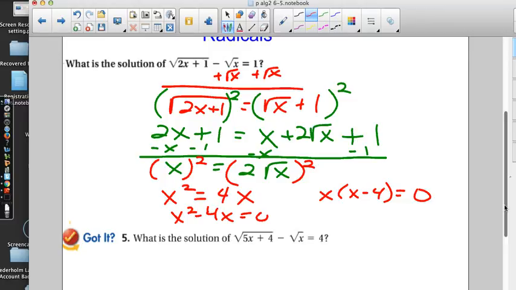Well, what does this give you for a solution? Exactly, 0, because 0 times anything would be 0. So 0 is one of our answers. What's our other one? 4.